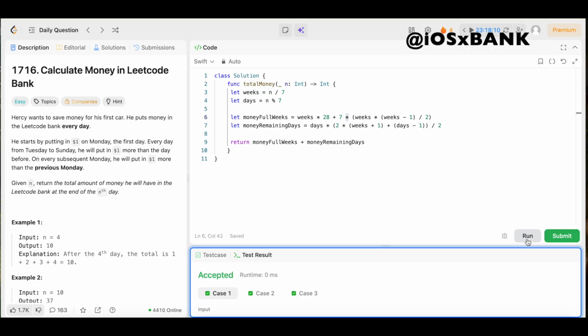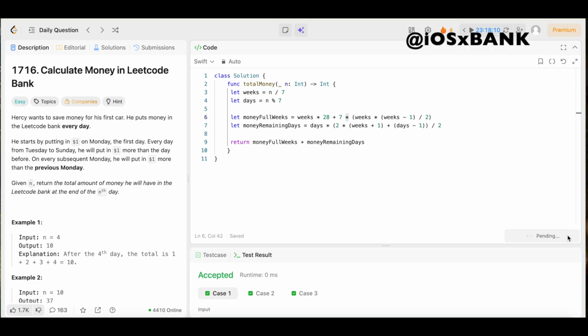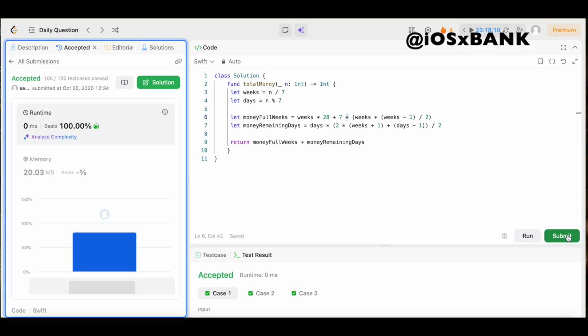Hopefully it does. It's accepted, so let's go ahead and submit it. Make sure it's still accepted after we submit it. And look at that, y'all. 0 milliseconds beats 100% of users. That's what I'm talking about. That's what I'd like to see, y'all.